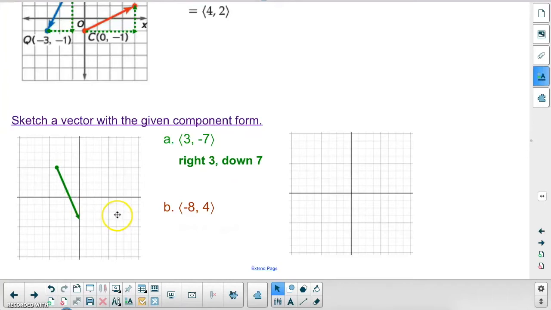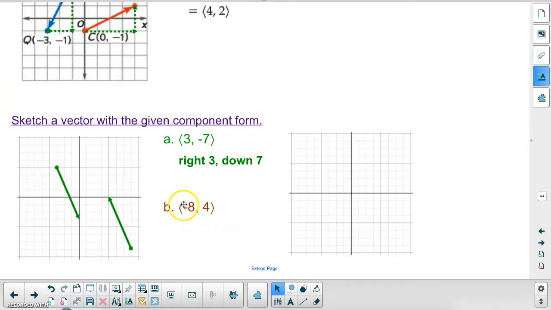Let's take a look at another vector. This one almost looks equivalent to this vector. Notice though that my initial point is here and my terminal point is here. My initial point is at positive 7, negative 7, and my terminal point is at 4, 0. From the initial point, I'm moving left 3 and up 7, which is not the same as our given component form.